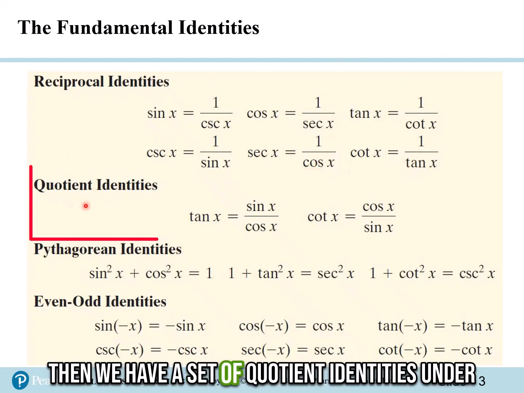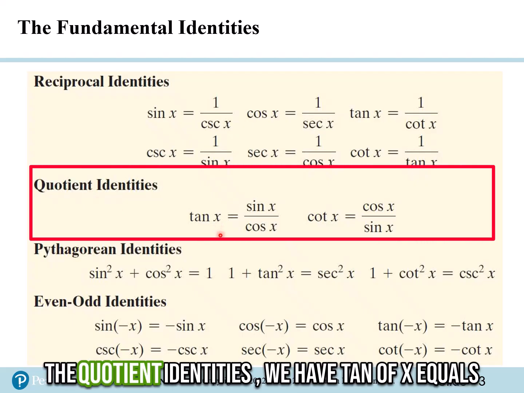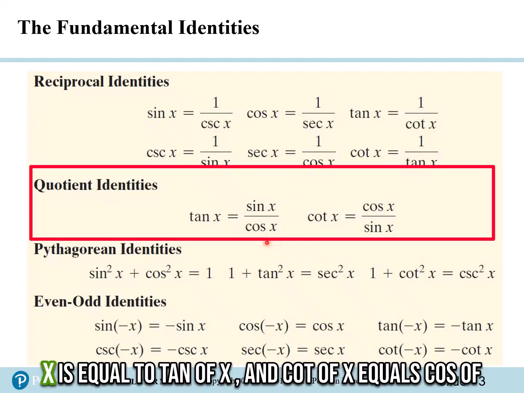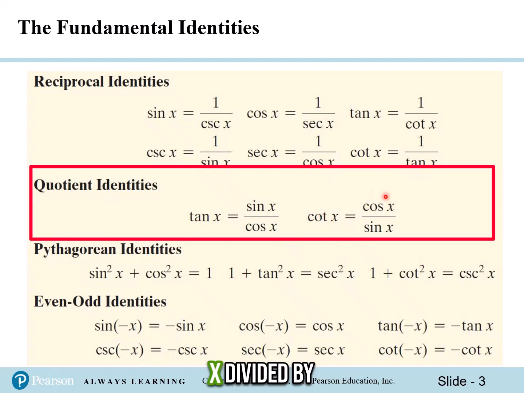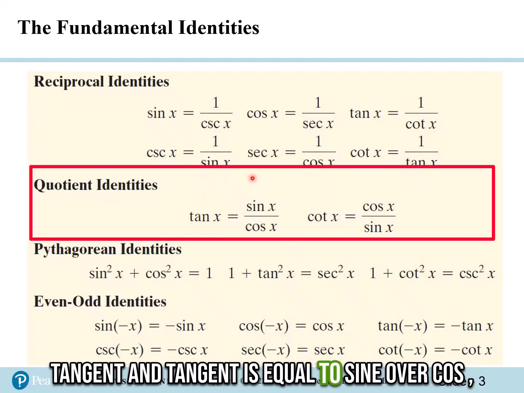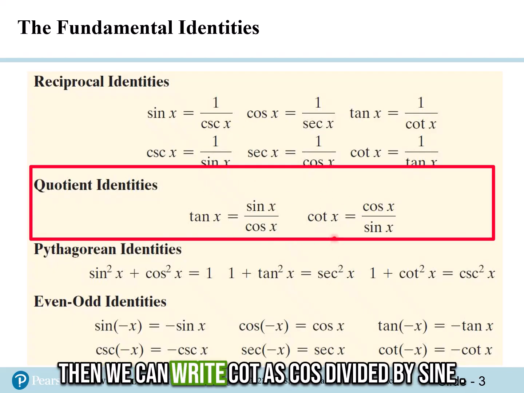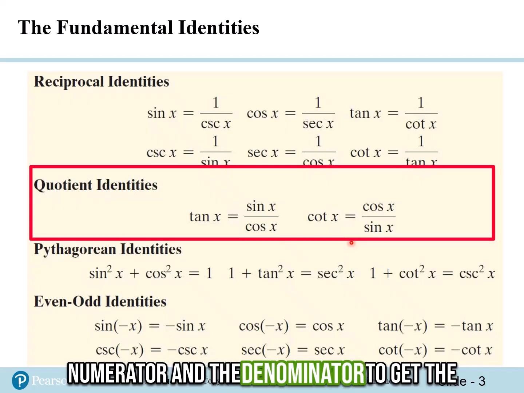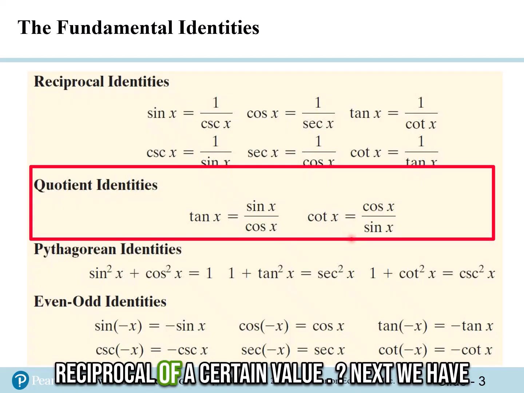Then we have a set of quotient identities. Under the quotient identities, we have tan of x equals sine divided by cos. So sine of x divided by cos of x is equal to tan of x, and cot of x equals cos of x divided by sine of x. Since cotangent is the reciprocal of tangent and tangent is equal to sine over cos, then we can write cot as cos divided by sine. Recall that in reciprocal, you just flip the numerator and the denominator to get the reciprocal of a certain value.